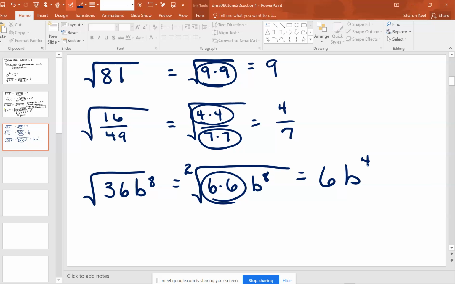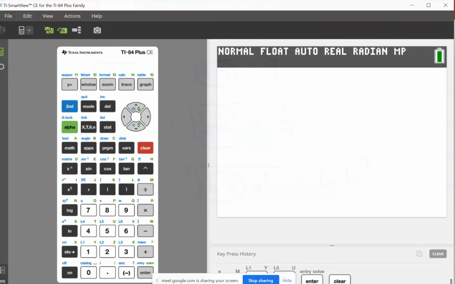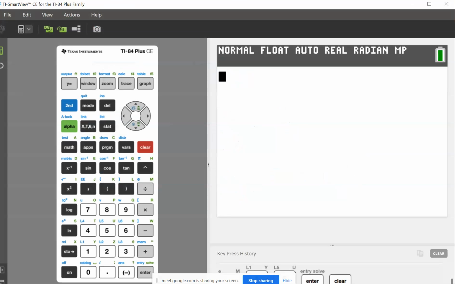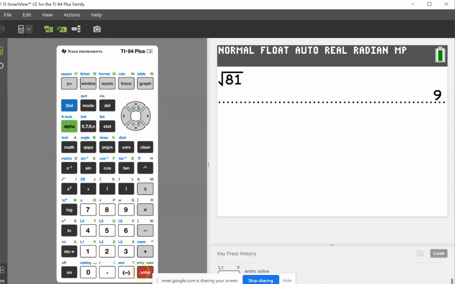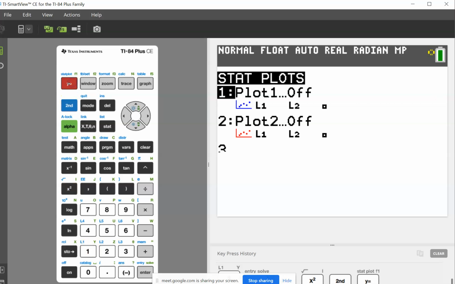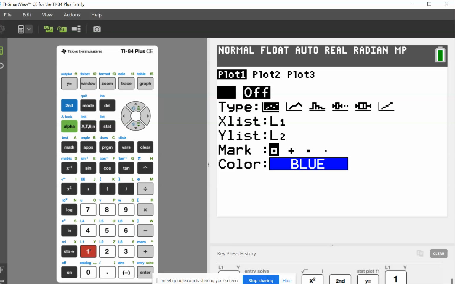We've not looked at the calculator yet, but let's do so. In order to get the square root sign, you would press second and the square root, the x squared, so we're activating the little blue here, and we type in the 81. That gives us our 9.